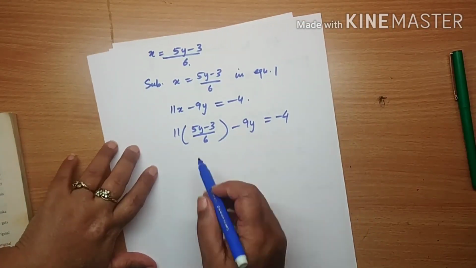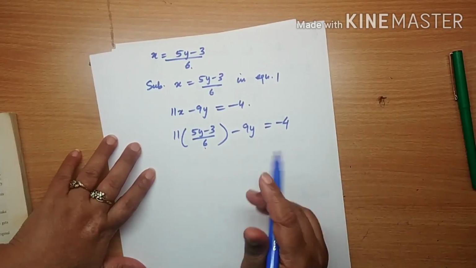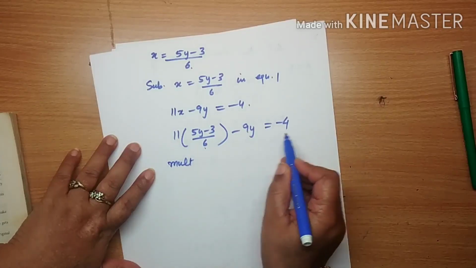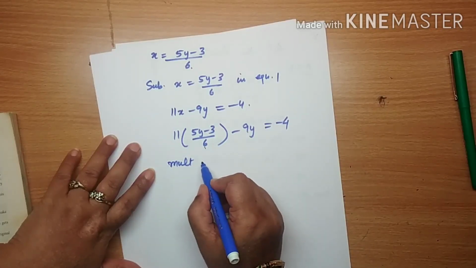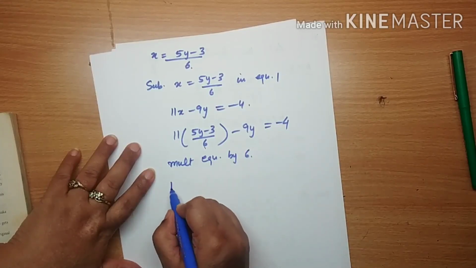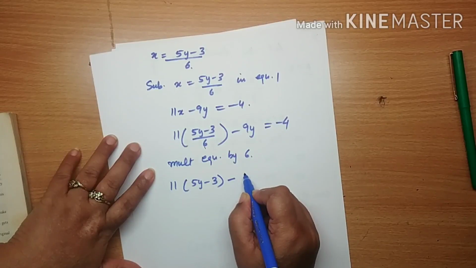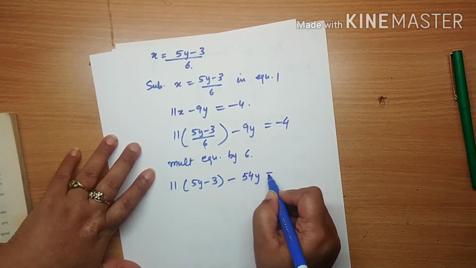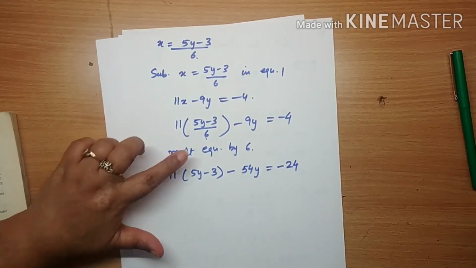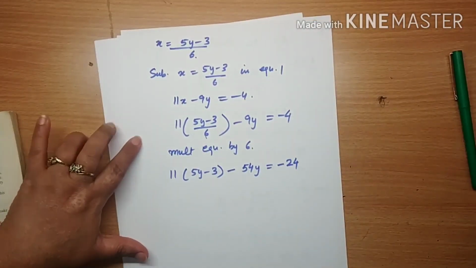Now see here, in one of the terms I have denominator 6 and all other terms are free of denominator. So if I multiply this equation by 6, I'll get rid of this denominator. Multiplying by 6, I get 11 into (5y minus 3) minus 9 into 6, which is 54y, equal to minus 4 into 6, which is 24. The 6 and 6 will cancel here.